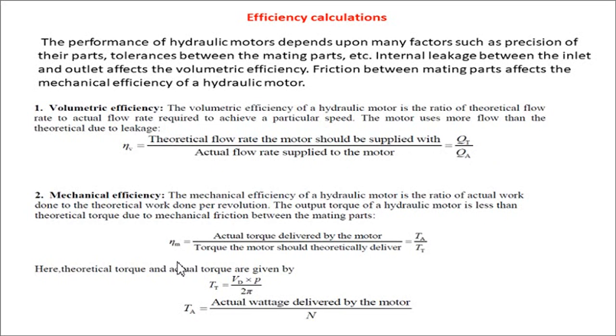Similarly, coming to the mechanical efficiency definition, it is the ratio of the actual torque delivered by the motor to the torque the motor should deliver theoretically. That is actual torque upon theoretical torque. Theoretically your motor should deliver more torque than the actual torque it is delivering. Because of mechanical losses, the motor actually delivers less torque than it theoretically should. Theoretical torque is given by volumetric displacement multiplied by pressure upon 2 pi, that is Vd times P upon 2 pi, whereas T actual, the actual torque, is the actual wattage delivered by the motor divided by speed.